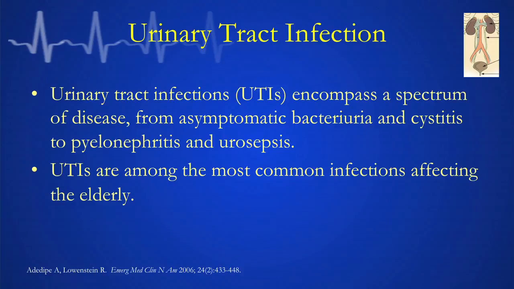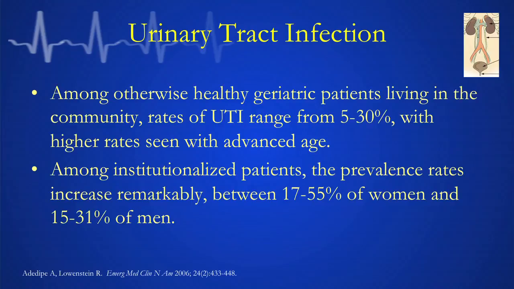These are the most common infections affecting the elderly. Among otherwise healthy geriatric patients living in the community, rates of UTI range from 5 to 30%, with higher rates seen with advanced age. Among institutionalized patients, the prevalence rates increase remarkably, between 17 to 55% of women and 15 to 31% of men.